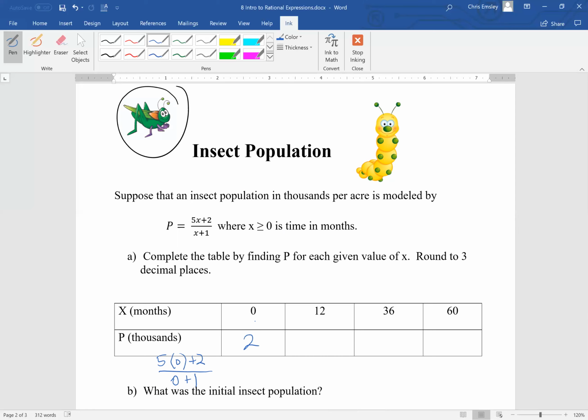Then we want to plug in 12 next. So we would have 5 times 12 plus 2 over 12 plus 1. And again, I'm going to grab my calculator. 5 times 12 plus 2. That's 62 divided by 13, which is 4.769. Oh, it does say round to 3 decimal places. Make sure you always read your directions. So for this one, we would fill in 4.769. So that would be 4,769 bugs. Then we'll plug in 36.